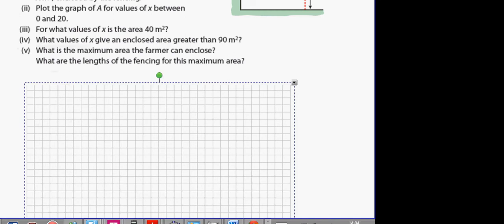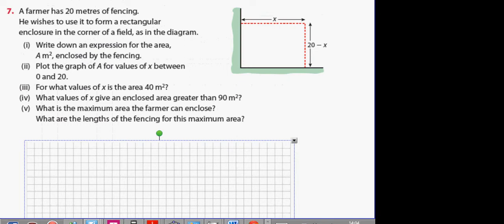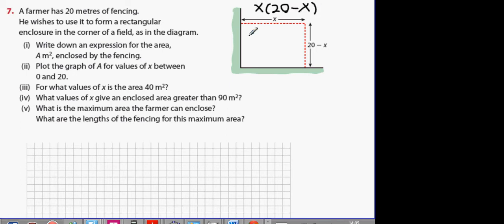Here we go. So this is question 7, exercise 23.4. Write down an expression for the area A meters squared enclosed by the fence. Well, area is length multiplied by width. Length multiplied by width is x multiplied by 20 minus x. This means the answer is 20x minus x squared. So that's the answer, 20x minus x squared.